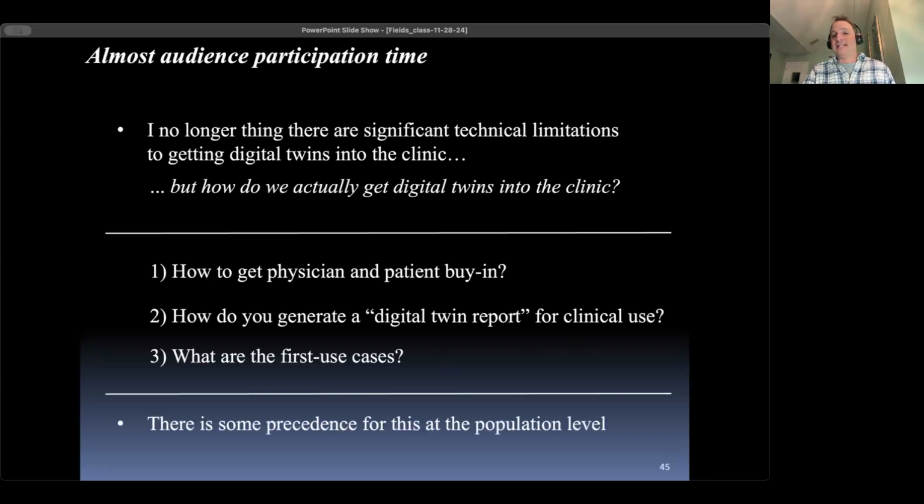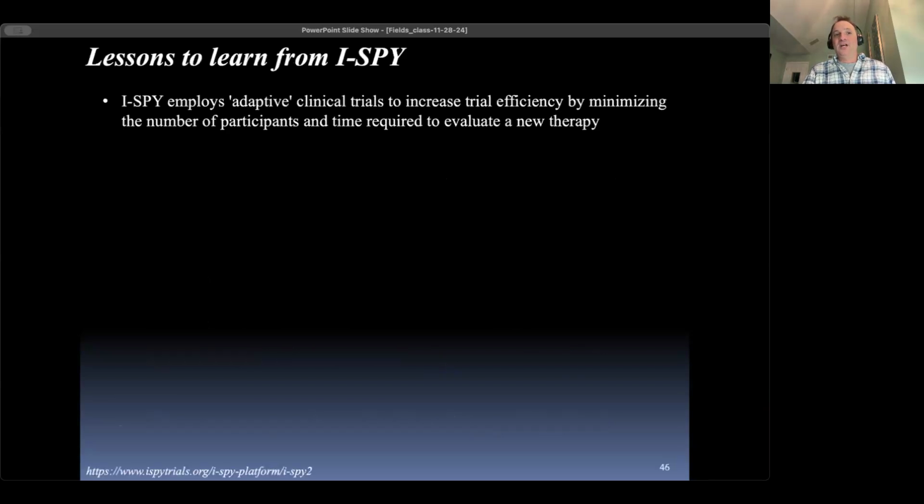I will say that there is some precedence for this at the population level. There's this thing called the I-SPY trial. I-SPY is this forced acronym that I don't remember. It's an adaptive clinical trial scheme. And what they actually do, it's for breast cancer. It's been going for about a decade, maybe a little more now. And rather than run trials sequentially, they start with roughly 10 at the same time.